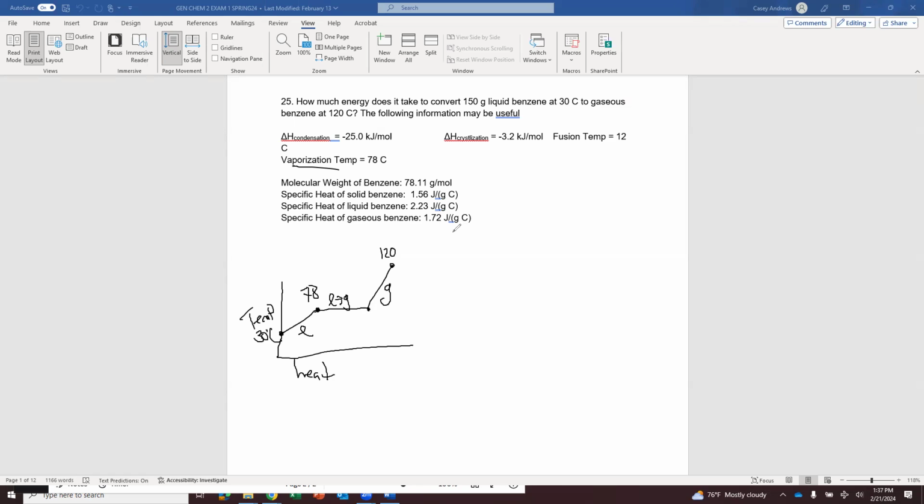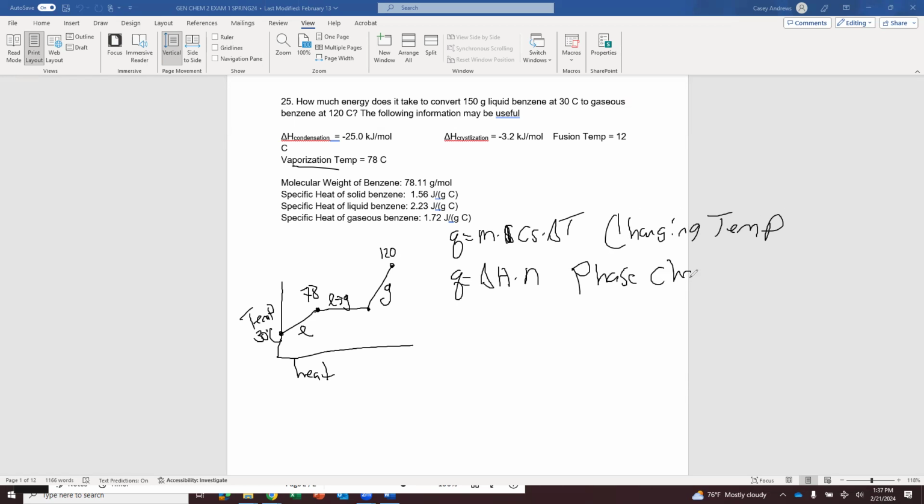So our two equations are Q equals Cs times delta T. This is for changing temperatures. And we also have Q equals delta H times n. This is for phase change. So let's do this piece by piece. We have 3 calculations we have to do.